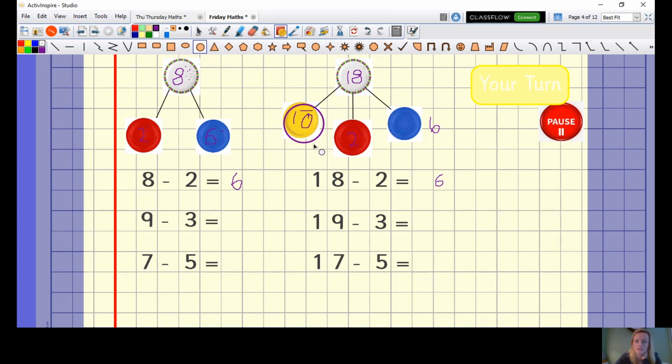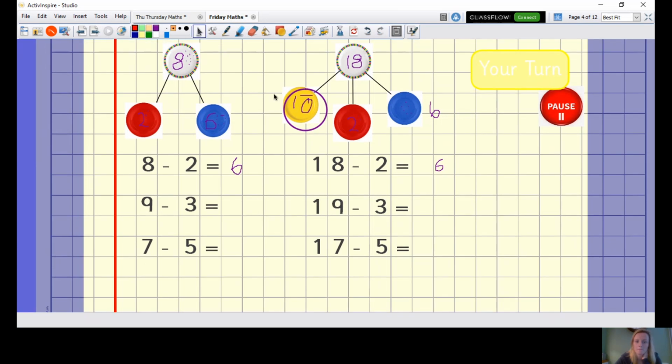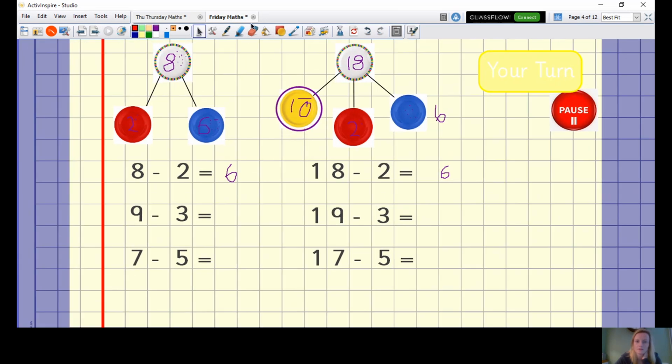Okay, so I needed to make sure my 10s were added. So then it would be 16, because 1 10 plus 6 1s equals 16. Okay, so I want you to have a go at this question and this question on your own. Press pause. Remember to move resources around to try and help you.